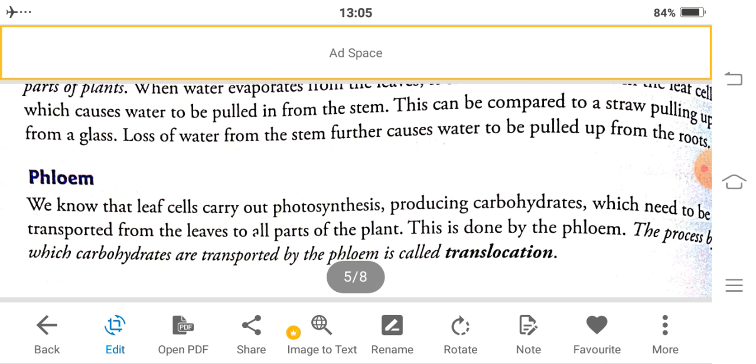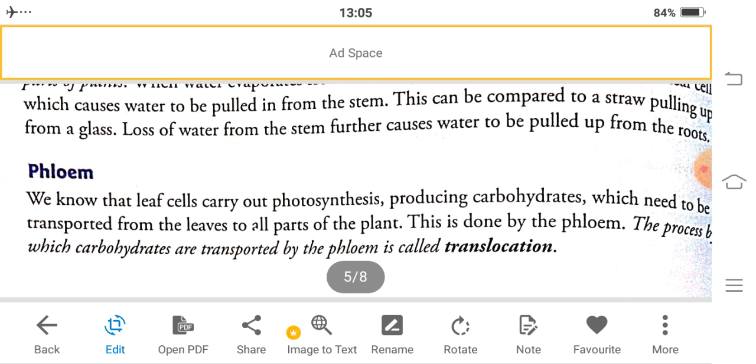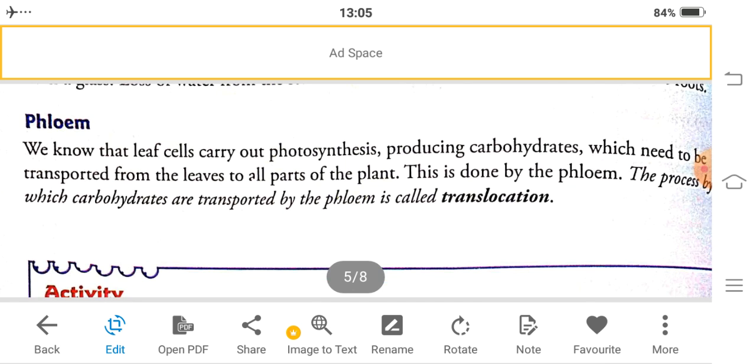The next organ we are going to see today is the phloem. So what is a phloem? Phloem is a tissue which helps in the transfer of prepared food, that is carbohydrates, from the leaves of the plant to the various parts of the plant. The process by which carbohydrates are transported by the phloem is called translocation.